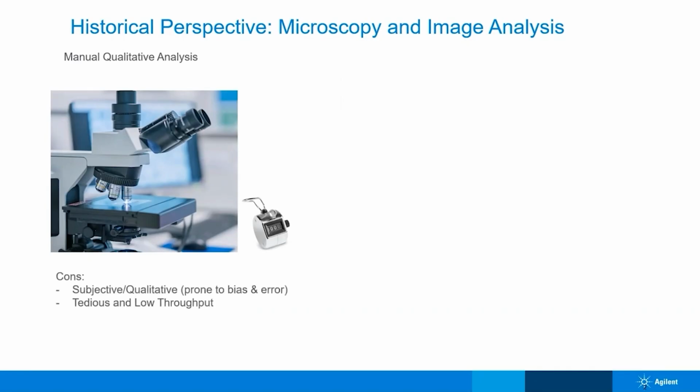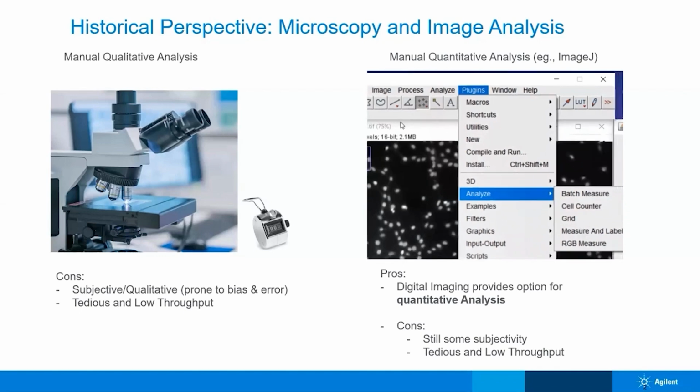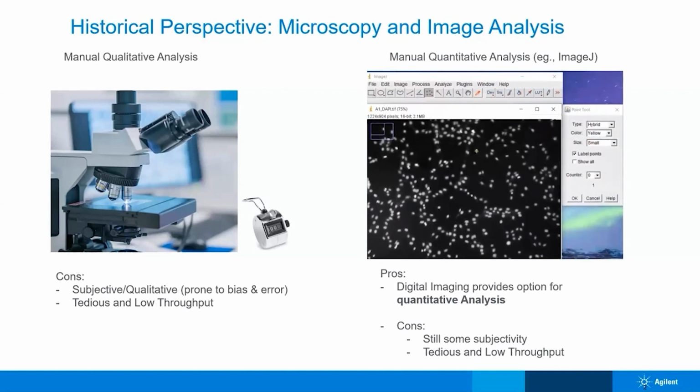With the introduction of digital imaging, researchers could then put a digital camera onto a microscope and take digital images, which provided the advantage of quantitative analysis. With the early generation of this, it was very subjective, tedious, and also low throughput. If you see here, ImageJ, which is very often used in microscopy, especially with academic labs, has a cell counter plugin that scientists could use. But if you look at this, it's basically a digital clicker. You can click on the image to tabulate the number of cells, and you have that record from a digital standpoint, but it's still very slow and tedious.